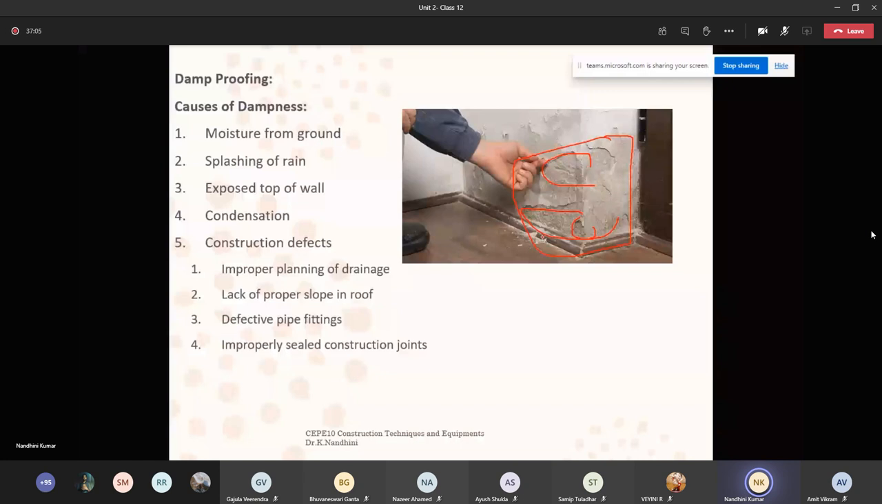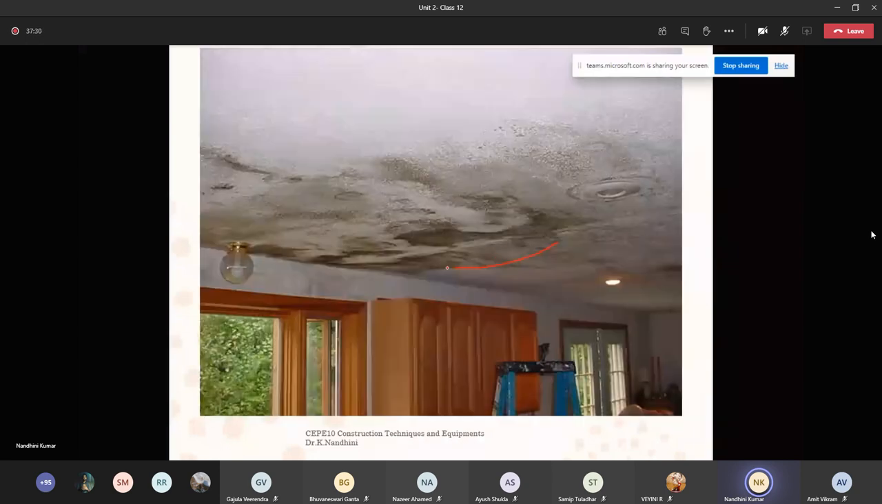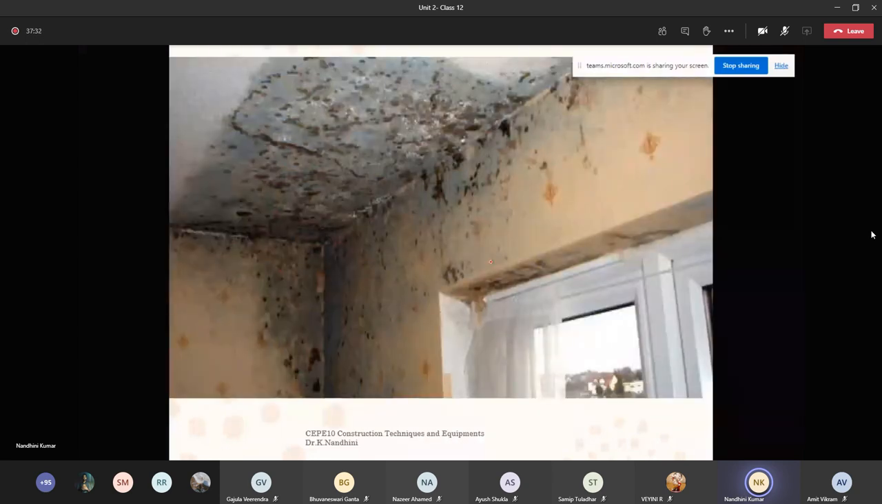How are we going to overcome this? How are we going to proof it? That is, how you are going to coat it, or prevent this type of dampness in your buildings. Causes of dampness: moisture from the ground. You might have noticed, when you're having heavy rains, I'll show this once again. Have you seen this type along your ceilings, along the junction of your walls and roof, near your windows? All those things happen always.